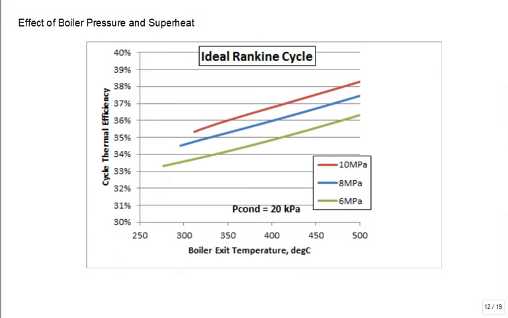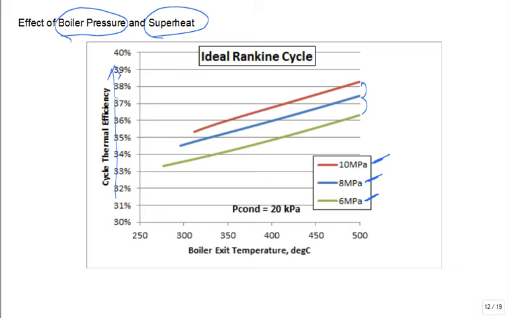So you have the idea of superheating. You also have the idea of having a high boiler pressure. True? And so here you're going to just compare. If I have a boiler pressure, I'm changing it from 6 to 8 to 10. You could see the trend, 6 to 8 to 10, increasing thermal efficiency of the cycle.